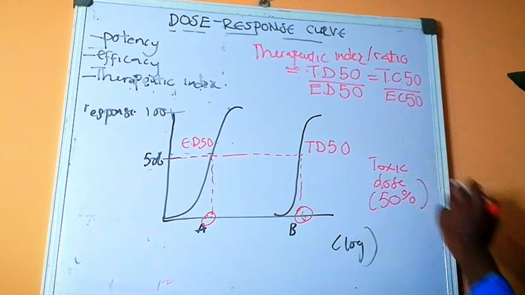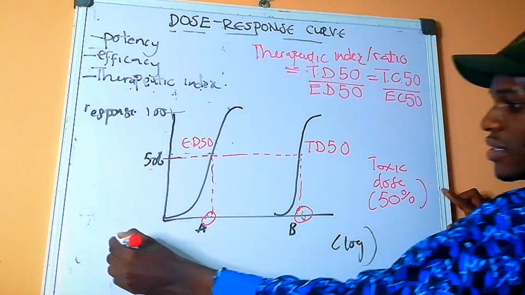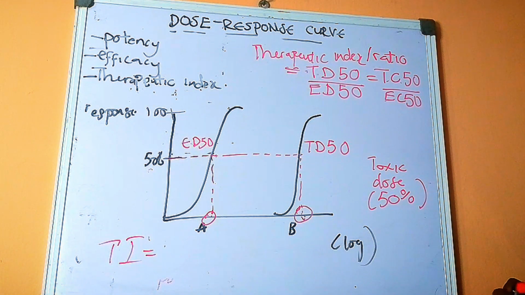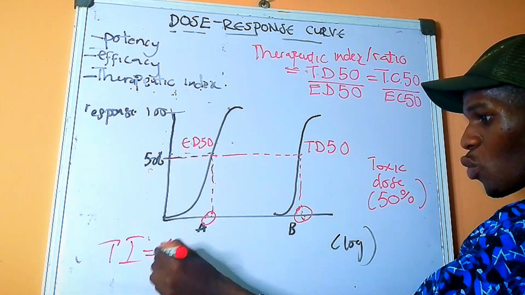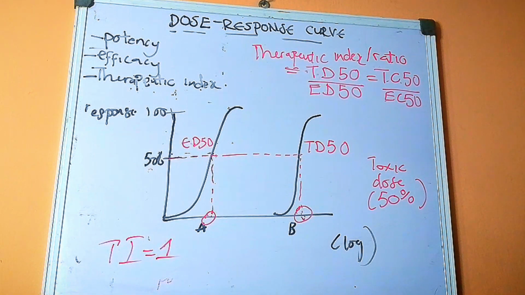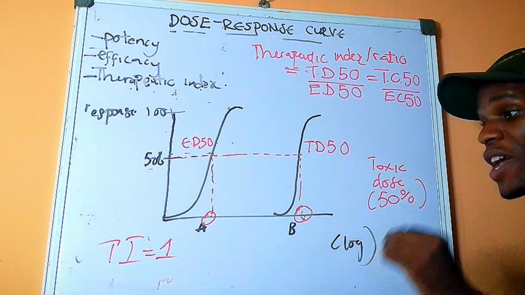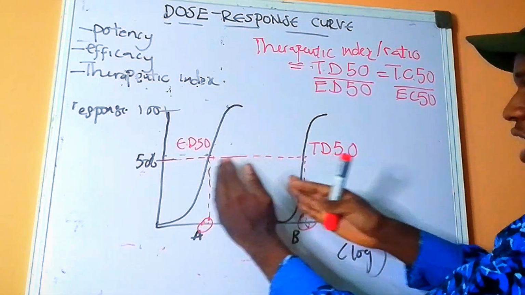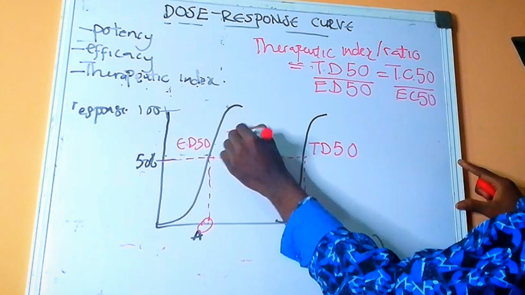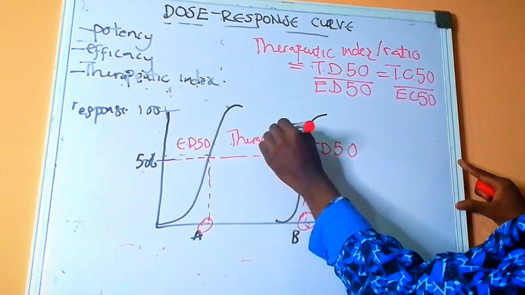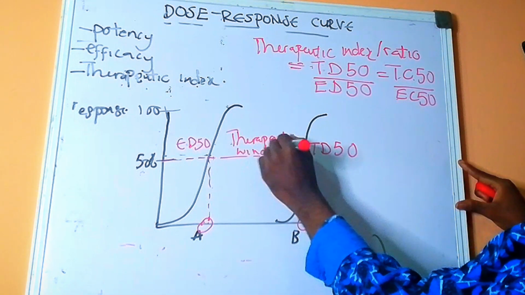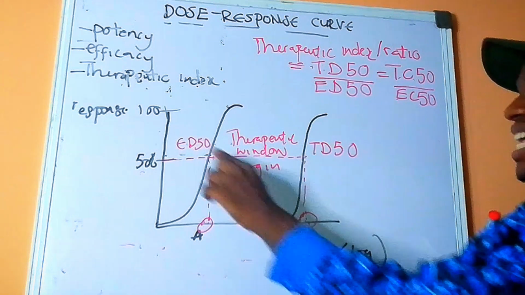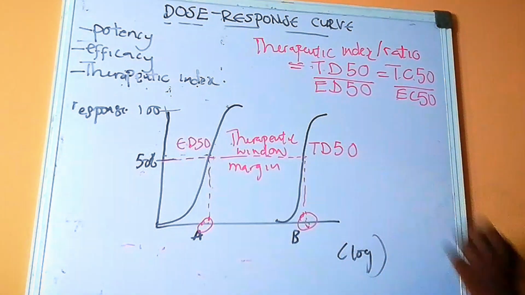If the therapeutic index, TI, is closer to 1, that means that particular drug is very dangerous, very toxic. Otherwise, for drug dose A to drug dose B, it is farther apart. This is called the therapeutic window or the therapeutic margin. How far is ED50 from TD50?